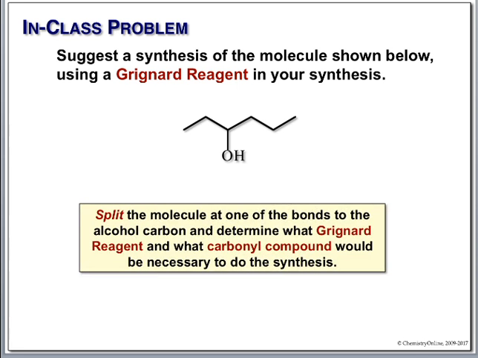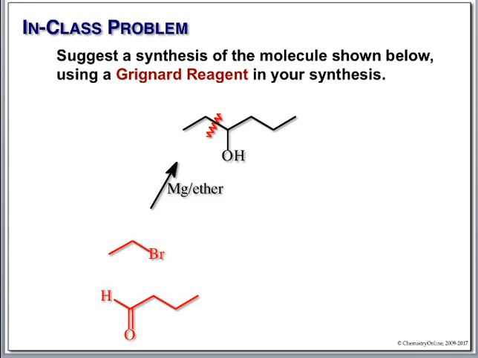So let's split on this side. Our Grignard reagent was this half. It had 2 carbons, right? That's an ethyl group. So ethyl magnesium bromide, or ethyl bromide. The other half, we have 1, 2, 3, 4 carbons. This was an aldehyde, because it's a secondary carbon. So we have an aldehyde, we have this 3-carbon chain attached. That should work.